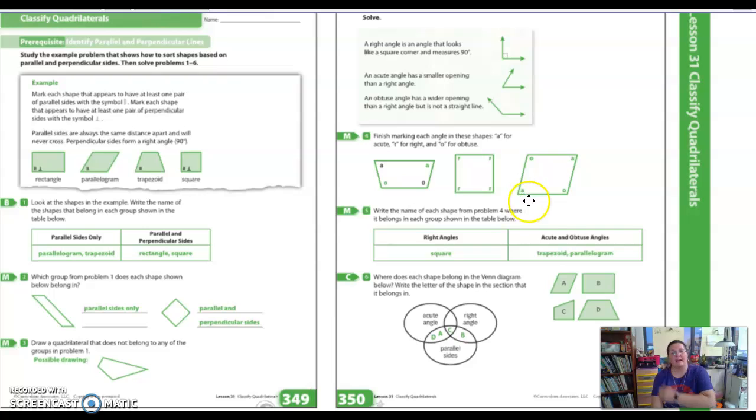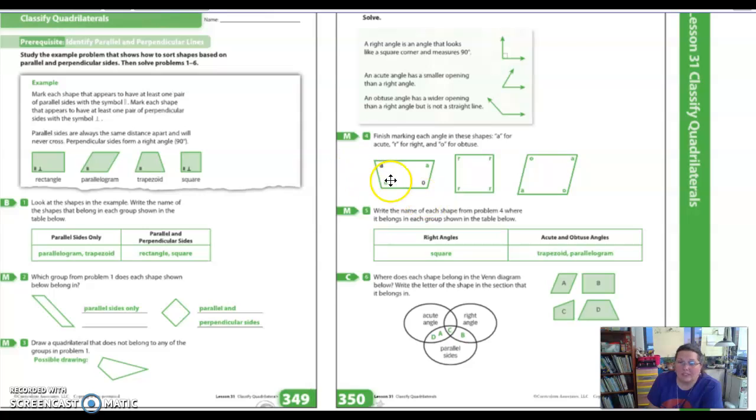On number 5, write the name of each shape from problem 4 where it belongs in each group shown in the table below. So right angles, I should have gotten squares because it says write the name. It didn't say to label these as A, B, and C and just write A, B, C here. I got a lot of that. Please follow the directions. And then on this acute and obtuse, we should have had trapezoid and parallelogram.